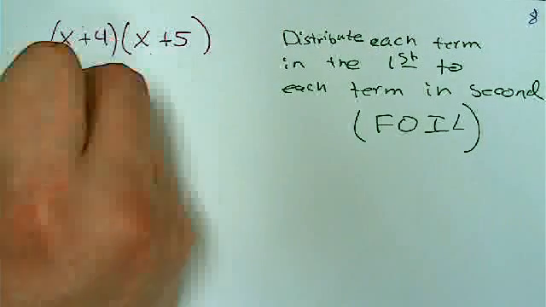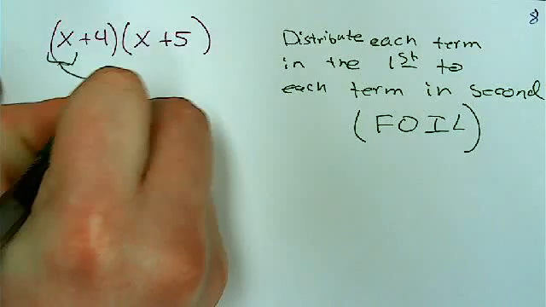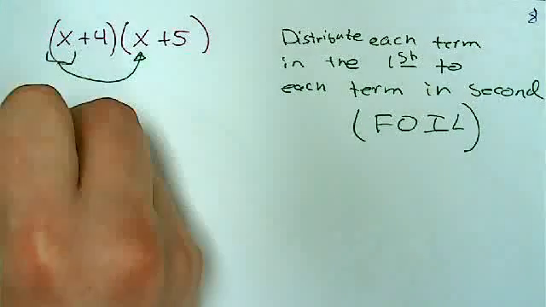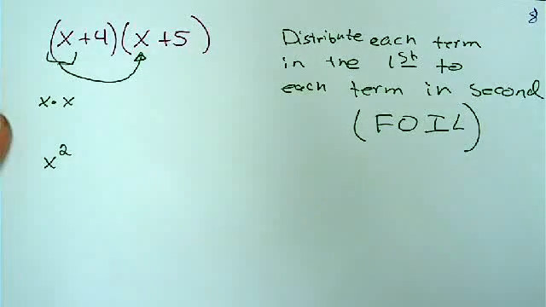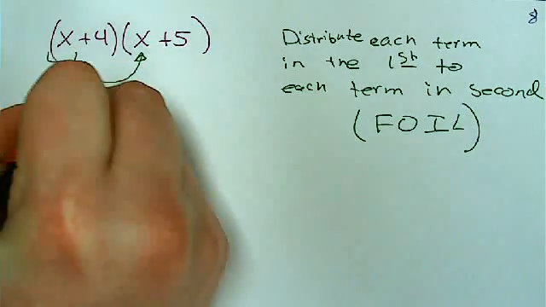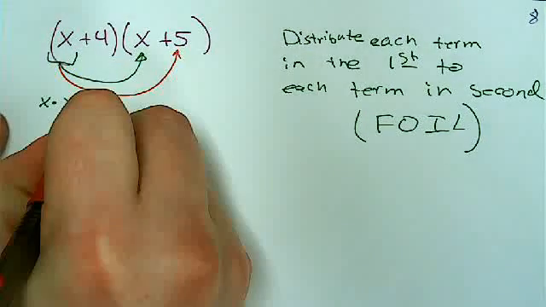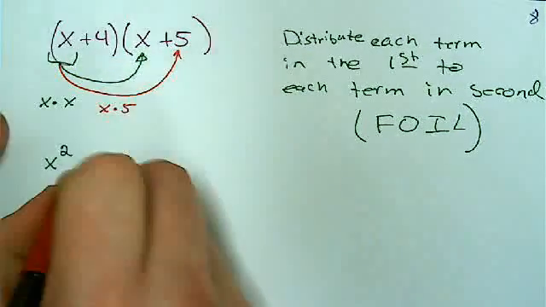I'm going to take this first guy here, this x, and multiply it by that x. So x times x, which is x squared. And then I do this x times 5. So x times 5, or 5x.